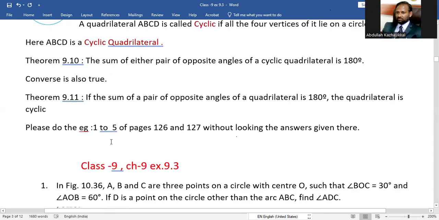Now please do examples 1 to 5, on pages 126 and 127. Do the questions without looking at the answer given. Dear children, don't look at the answer, please. Look at the question and check the answer at the end. After doing question 1, you can check the answer. Then question 2, believe me.